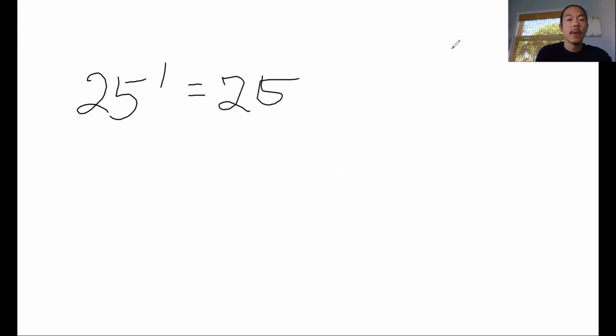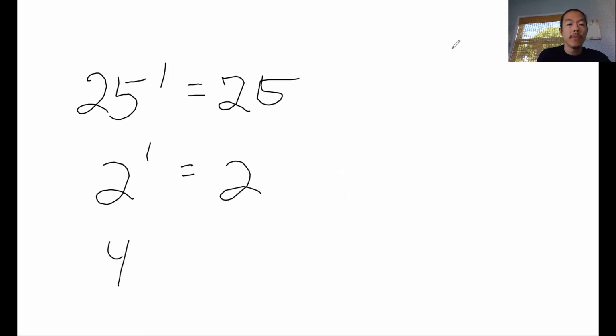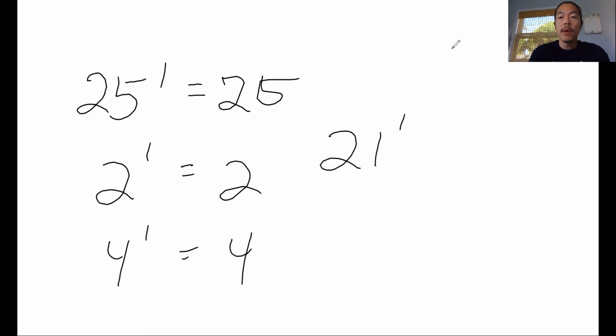There are a couple of odd exponents you could say, like something like this. 25 to the first power is 25. 2 to the first power is 2. 4 to the first power is 4. 21 to the first power is 21. A million to the first power is a million. So I think you get the pattern. Anything to the first power is the number itself. Generally, we don't write things to the first power. It's like an invisible one. Every number is to the first power if you write it.